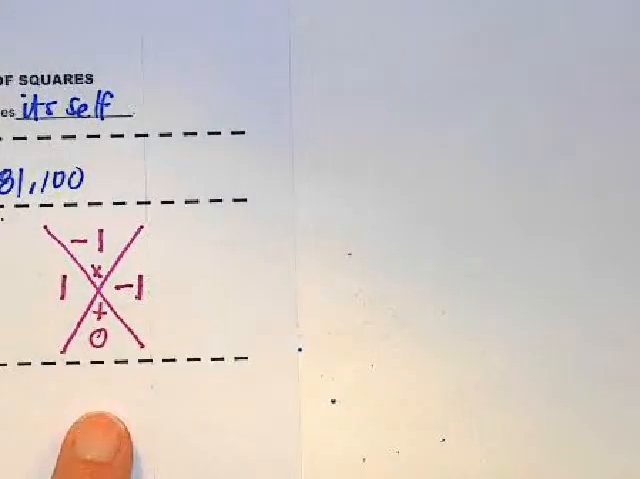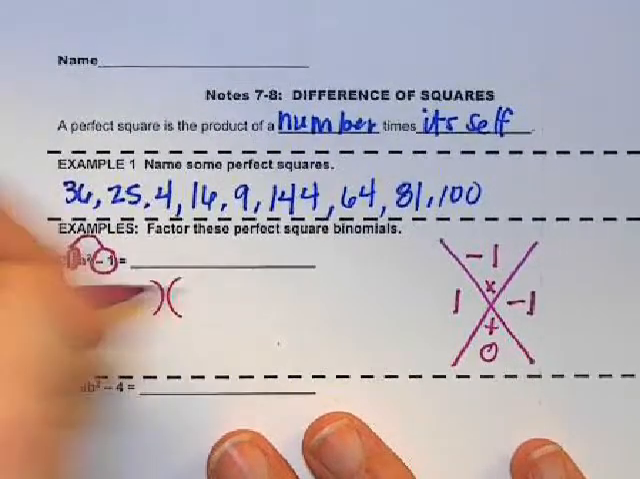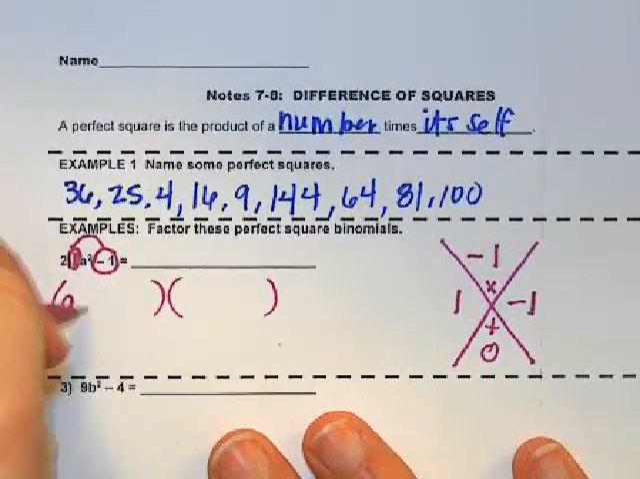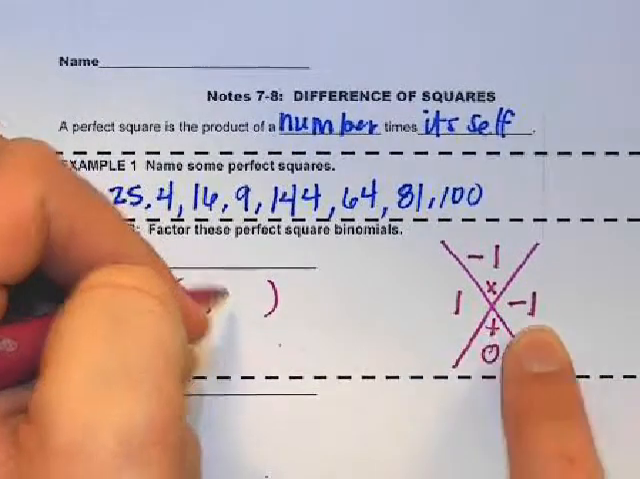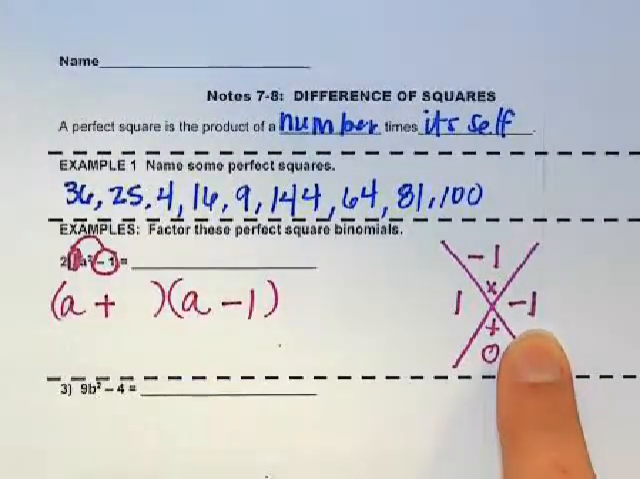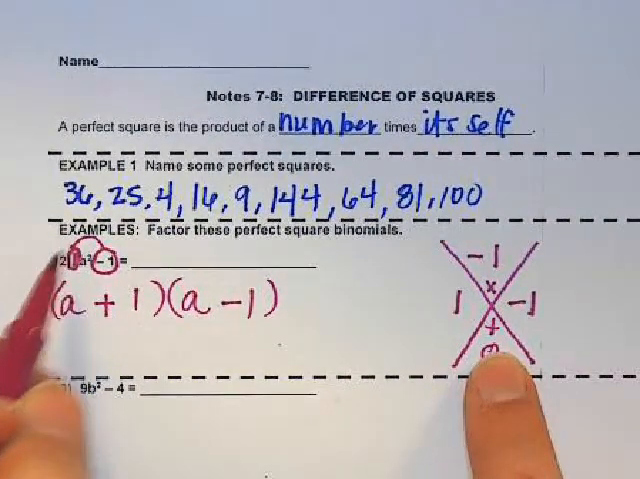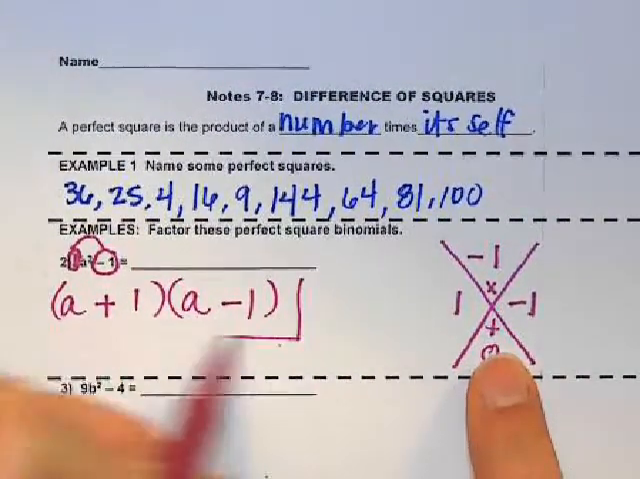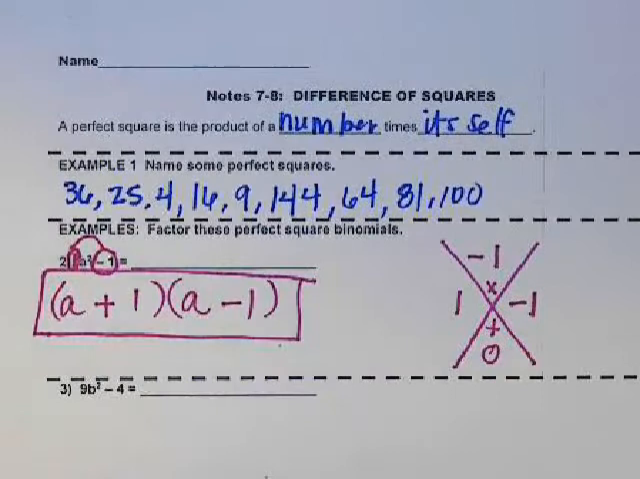Are you with me? I'm still factoring. So now I draw my empty parentheses. A and A. And my numbers are a +1 and a -1. Do I have a number up here that I need to divide by? No. That's it. Questions? Yes.